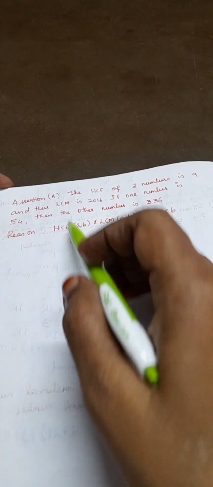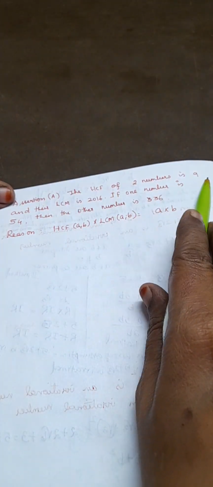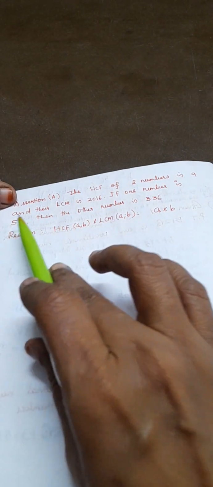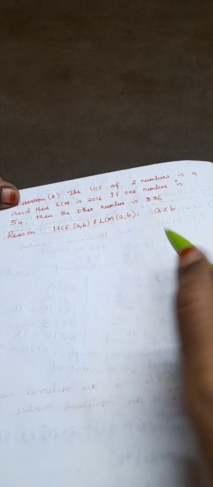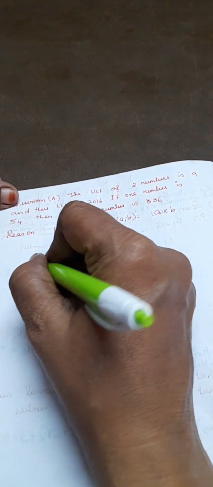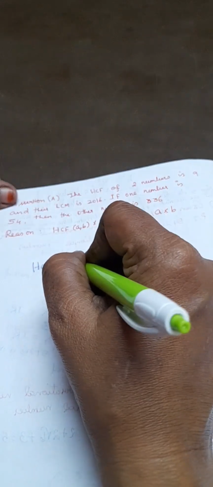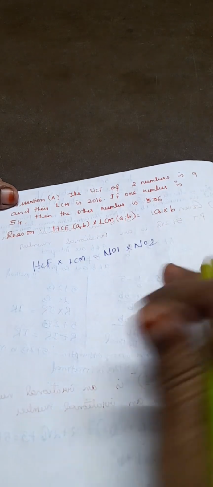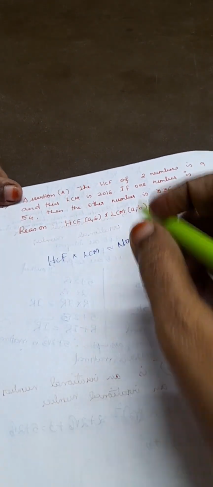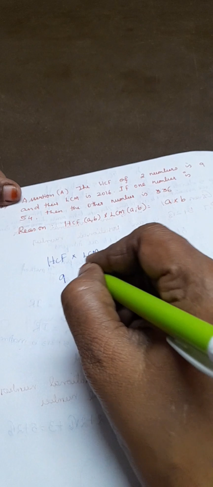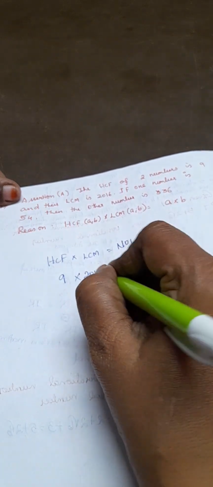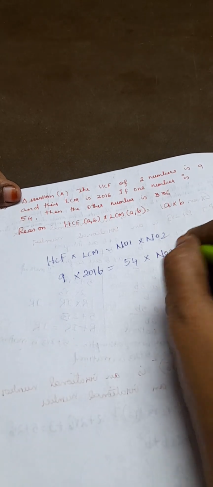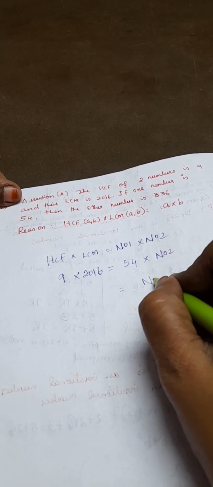See here, assertion: the HCF of two numbers is 9 and their LCM is 2016. If one number is 54, then the other number is 336. First we will check, right? You know that HCF into LCM equals number 1 into number 2, right? This is a very, very important formula you have to understand, right? HCF is 9 and LCM is 2016, one number is 54, and we have to find out the other number. So here you write number 2 as such.